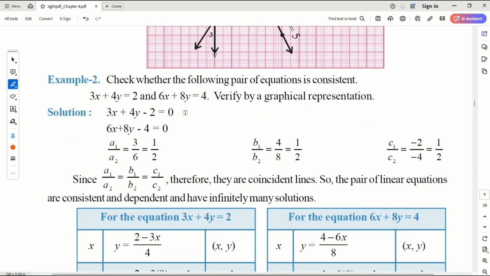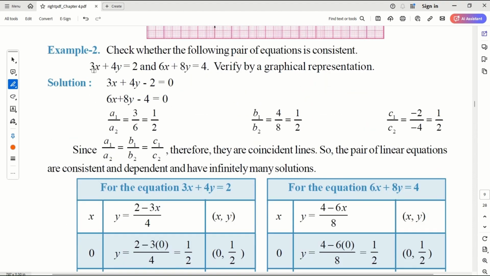Next example, another pair of equations: 3x plus 4y equal to 2 and 6x plus 8y equal to 4. If you write them in the proper order, it is like this. Then a1 by a2 is 1 by 2, b1 by b2 is also 1 by 2, c1 by c2 is also 1 by 2. From our observation, all three ratios are equal, which means they should be coincident lines. This pair of linear equations is consistent and dependent and has infinitely many solutions.